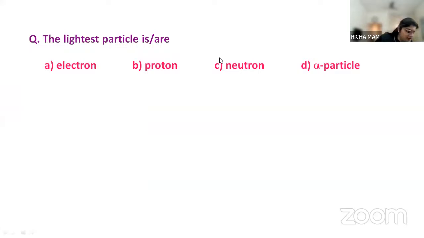So this is the question. Which is the lightest particle among the following? A electron, B proton, C neutron, and D alpha particle. These are some of the easy questions, the basic questions. Can you tell which is the lightest particle among the following?